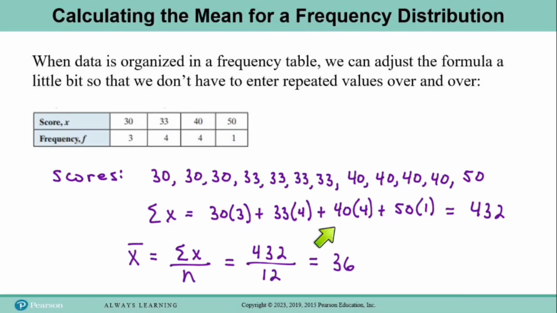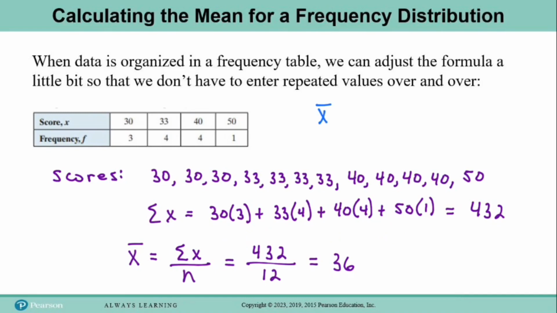So now that you've seen how we did the sum here, can you figure out a way to adjust the formula that would let us take advantage of the frequencies? You probably can. Notice what we ended up doing here with our little shortcut was we ended up finding the sum of every data value times its frequency. So that gives us an idea of how we can write this new formula.